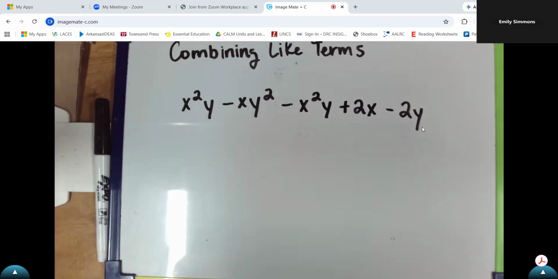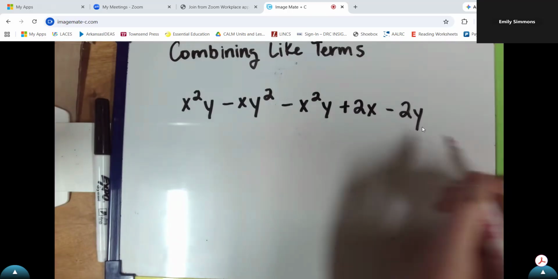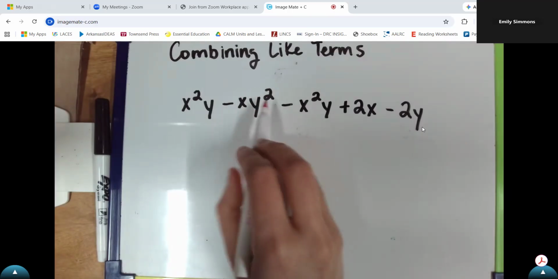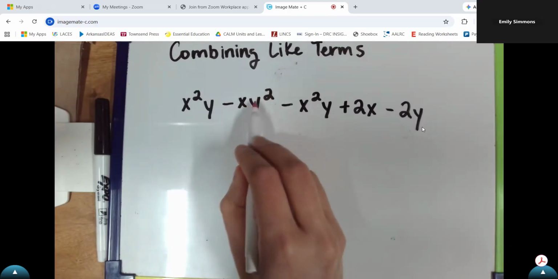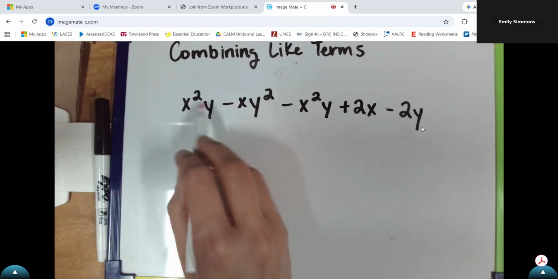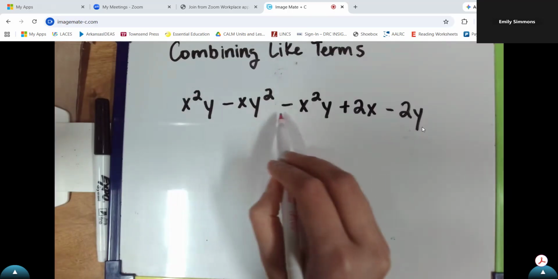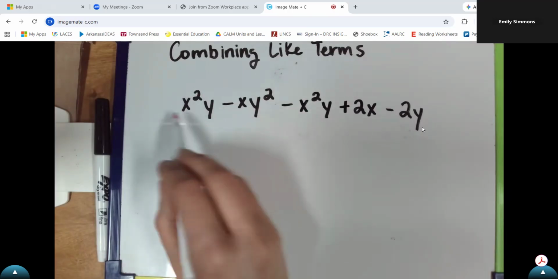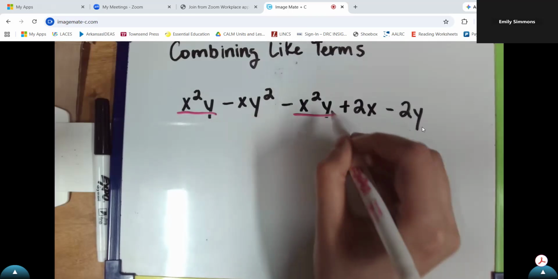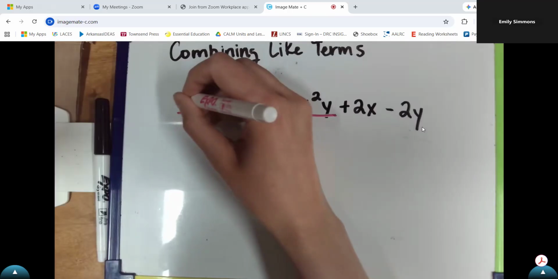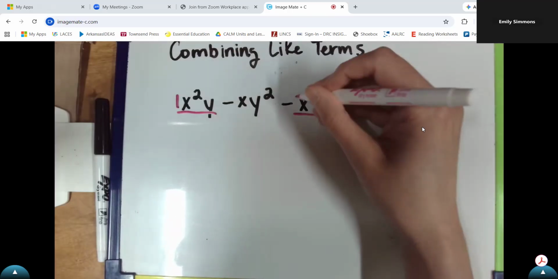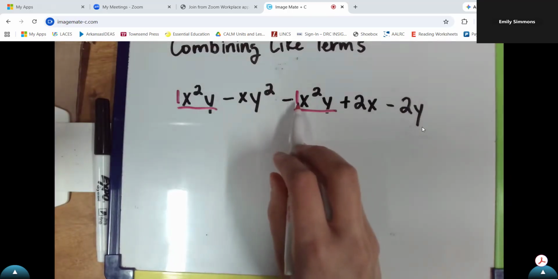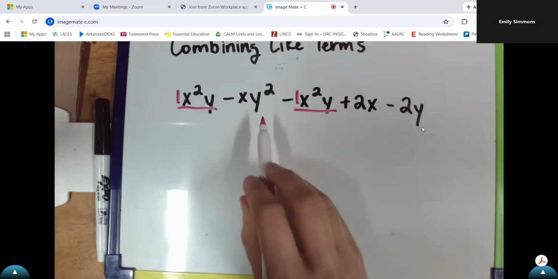So we'll start with our first x squared y and look for like terms. Negative xy squared is not a like term because this squared is attached to the y, whereas in this original x squared y, the square is attached to the x. But we do have negative x squared y. They have the same combination, so we'll combine those. This is the same thing as 1x squared y and negative 1x squared y. 1 minus 1 leaves us with 0.